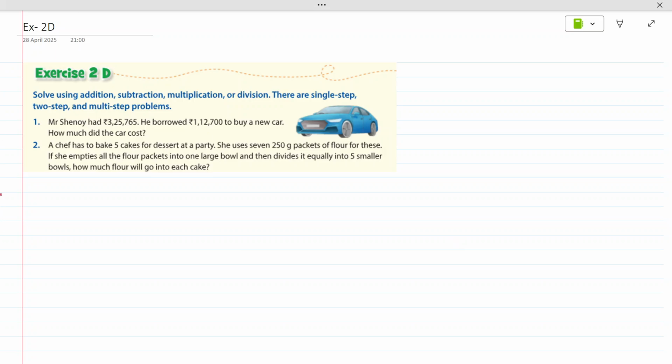Okay. So the first question here is, Mr. Shenoy had rupees 3,25,765 and he borrowed rupees 1,12,700 to buy a new car. So this is the amount he already had. This is the amount he borrowed to buy a new car. How much did the car cost? So what we have to find is the cost of the car. So this is a very simple question.